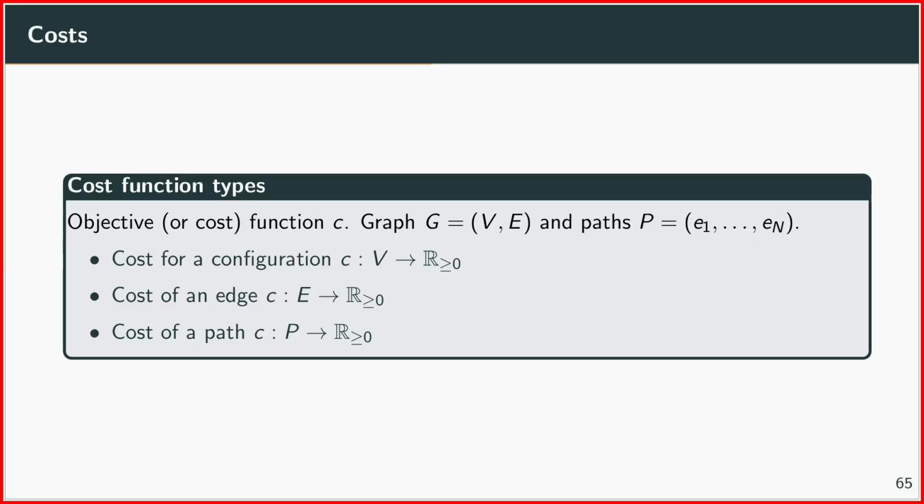Okay, then let me talk a little bit more about this cost framework which we use in motion planning. As I said, we need to define a cost function for our problem. And because we are usually operating on graphs and on paths, for your motion planning algorithm, you need to actually define 3 parts of your cost. You need to define a cost for a single configuration, you need to define the cost of an edge, and you also need to define the cost of a path.